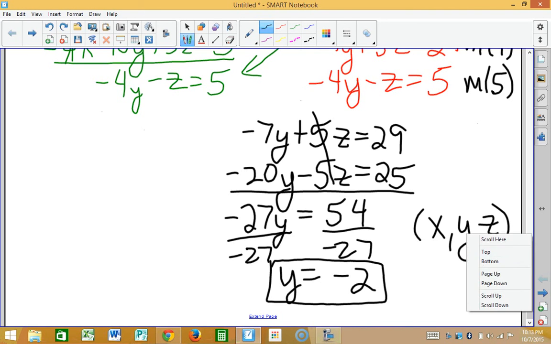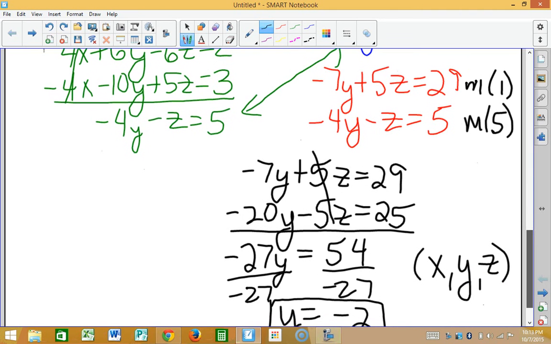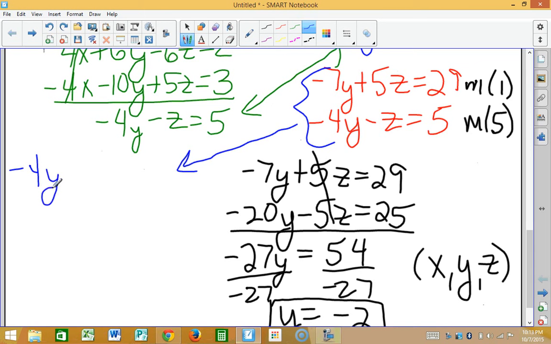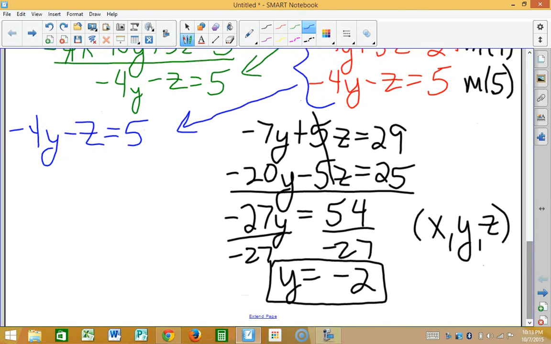So as you can see, if we scroll up here, we have two variable problems over here. Let's go ahead and take this over here. I can use either of these two. Okay, they're both two variable equations. I'm going to use, looks like the second one has smaller numbers. So I'm going to take the negative 4y minus z equals 5, and I am going to plug y into that.